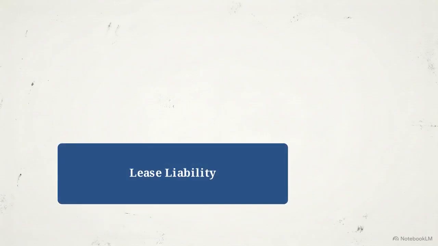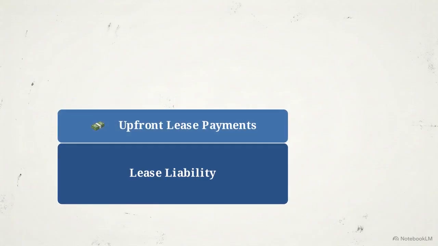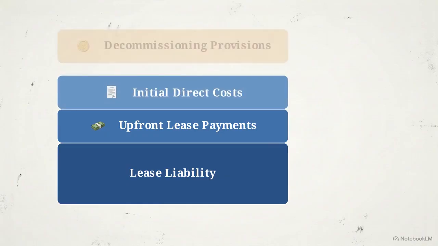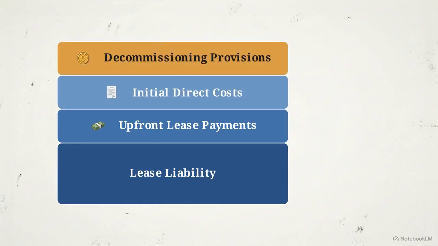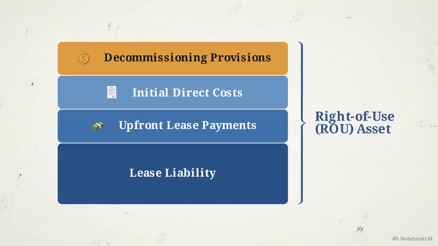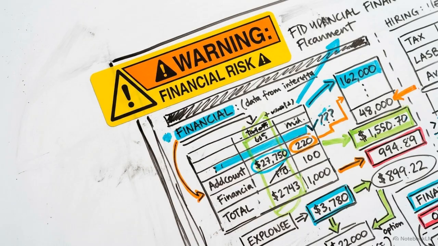With the liability established, we build the right-of-use asset. This structure demonstrates the 4 required components: the lease liability itself, any upfront lease payments made on or before commencement, initial direct costs, and the present value of any decommissioning provisions. This calculation contains a significant mechanical trap.